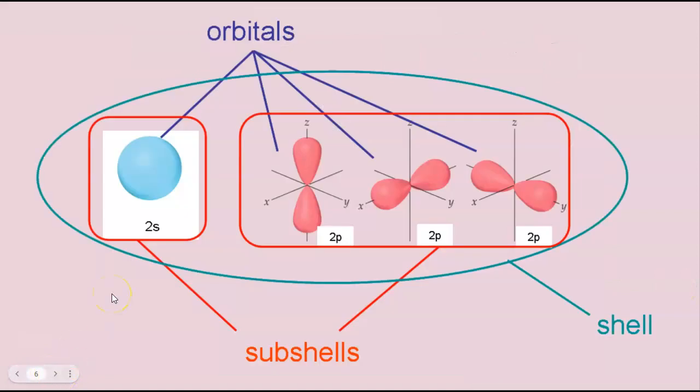And here's just another visual representation. Again, the whole shell is the entire energy level. The subshells will be the shapes, and then the orbitals will be how many of each shape there is, essentially. So for S, there's always 1. For P, there's up to 3. And then for D, there's up to 5. And then there's F, which is up to 7.